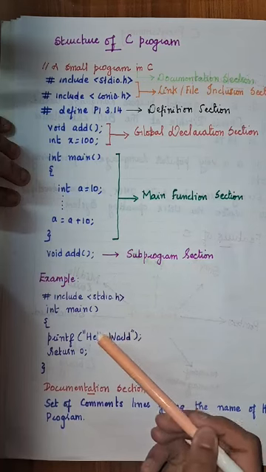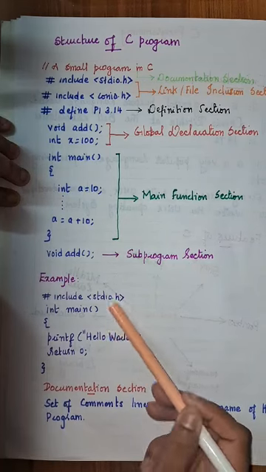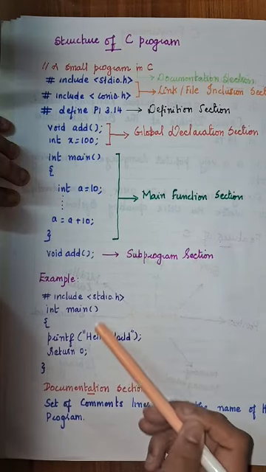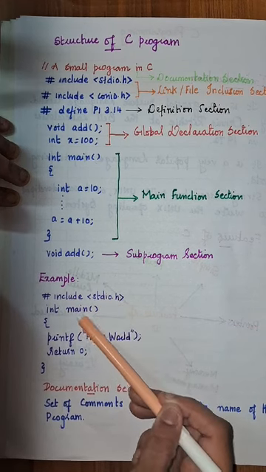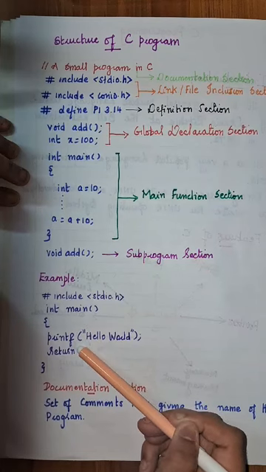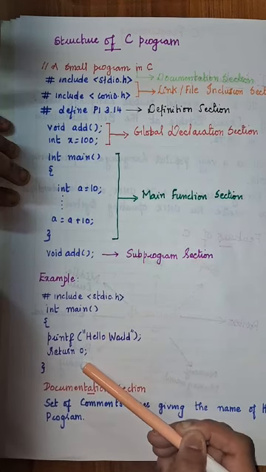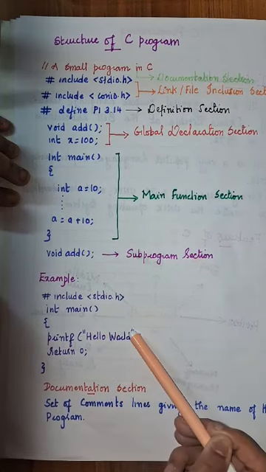Below you can see I have just displayed a text in the black screen. Here this is your file inclusion part. This is your main program. I have not used any global declaration in this part. I have used only the main program. In the main program I have just displayed the text.